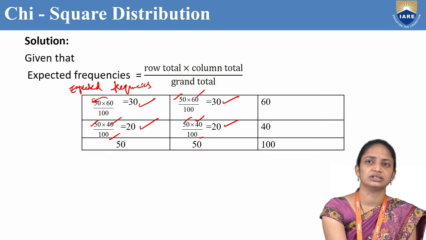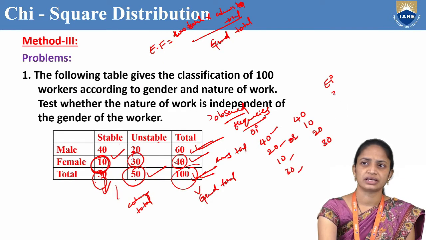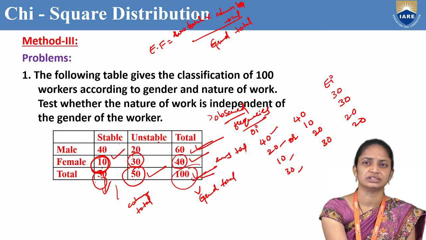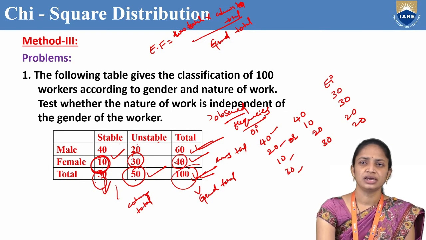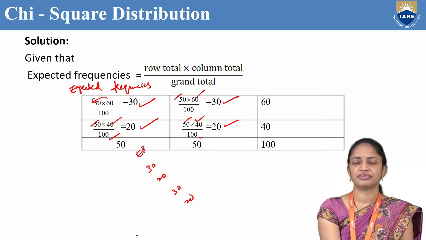Okay, so that means 30, 30, 20, 20. You need to take the first rows, after that the columns. If you take column wise, that means 40, 10, 20, 30. Here also you need to take it like that only. So that is 30, 20, 30, 20. So these are the expected frequencies.